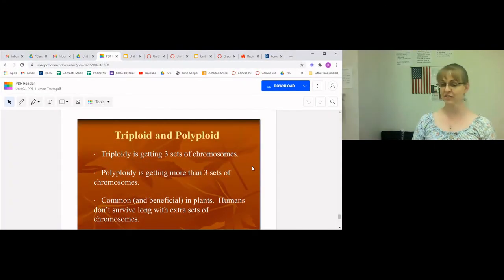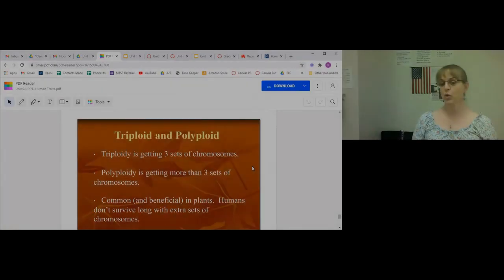Finally, we talked about how getting three copies of a chromosome is very bad, and at a minimum results in Down syndrome. This is known as triploidy, getting three copies of a chromosome. Polyploidy means you get many sets of chromosomes, so more than three. Triploidy and polyploidy are helpful and beneficial in plants. For example, have you seen the daffodils with extra petals and extra fancy flowers? Those are often polyploid daffodils.